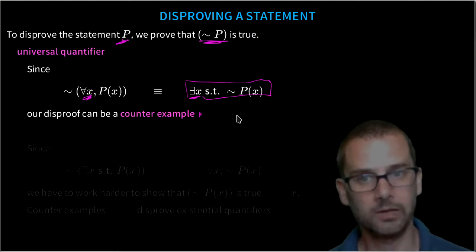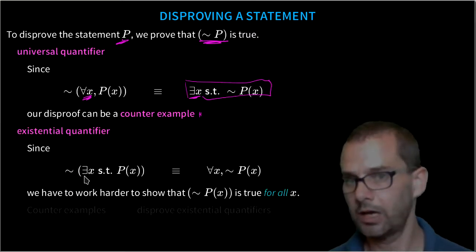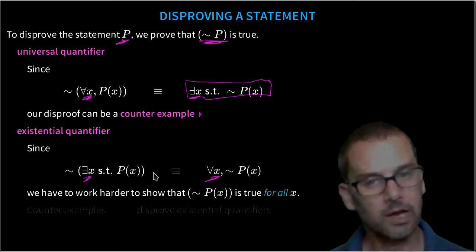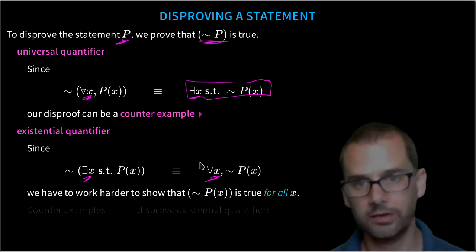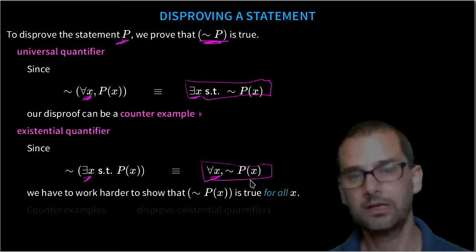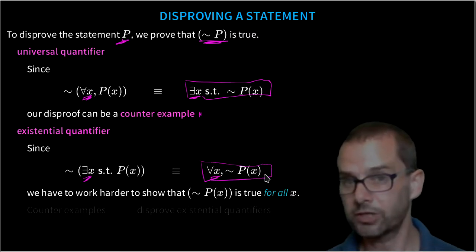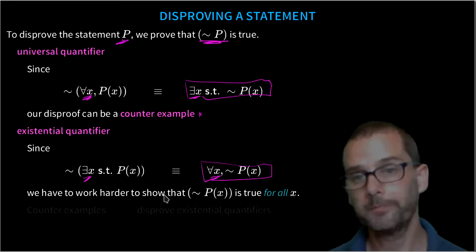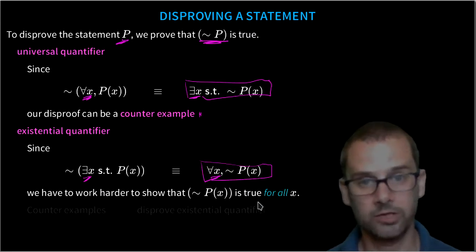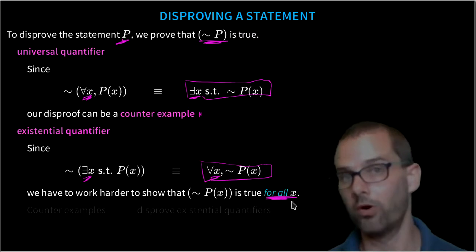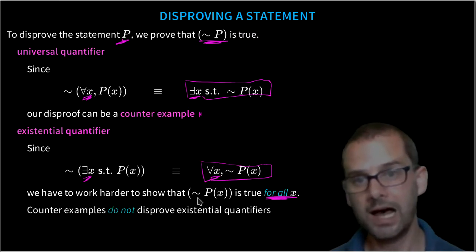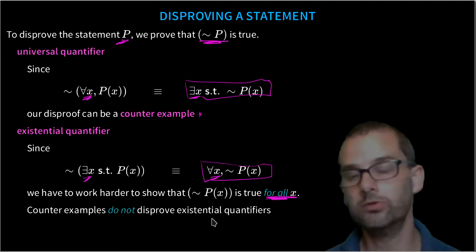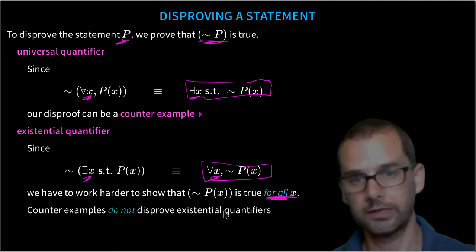On the other hand, when we negate an existential quantifier, we get a "for all," and we have to work a lot harder, because in order to show that this new negation is true, we have to show that it's true for every single value of x. We have to show that not P is true for all x, and we can't just use a counterexample. Counterexamples do not prove existential quantifiers.